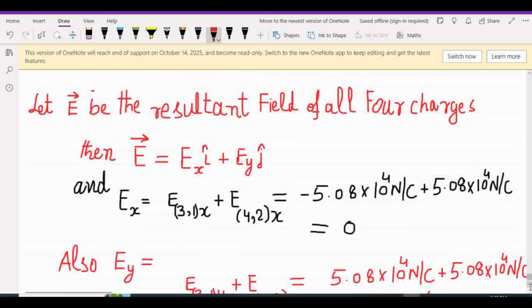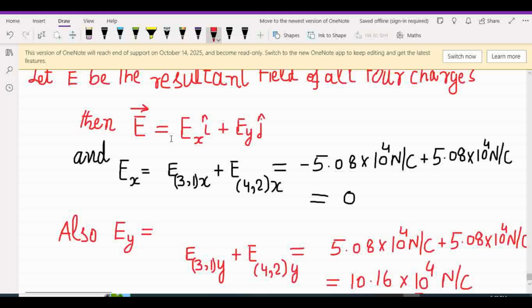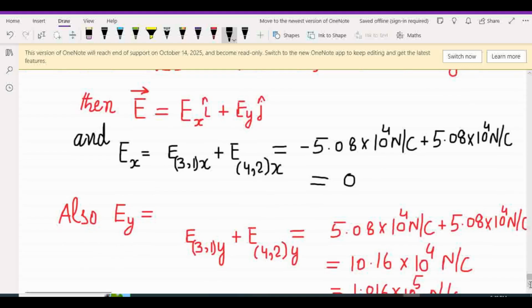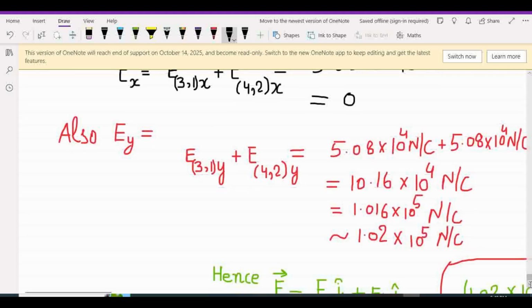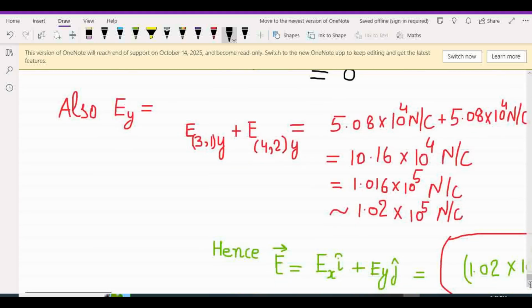Now the y component. When the x component is 0, it means the resultant will be only equal to Ey j. No need for the x component now. Ey, the y component of the resultant, is equal to the y component of the 31 and the y component of the 42. We have already calculated them, just put in the values and add them. They are equal and also have the same sign, in the same direction, so they will be added, and when you add them it comes out to be 10.16 into 10 to the power 4 Newton per Coulomb.